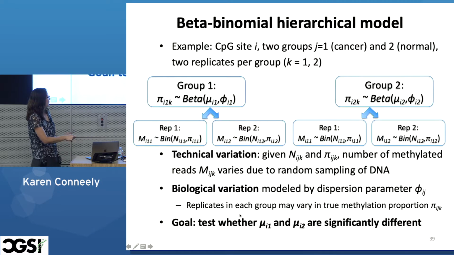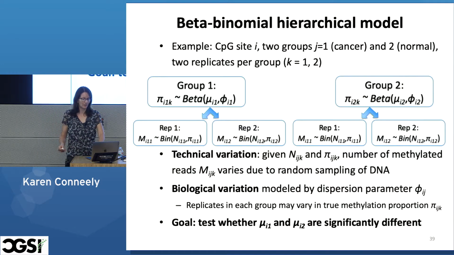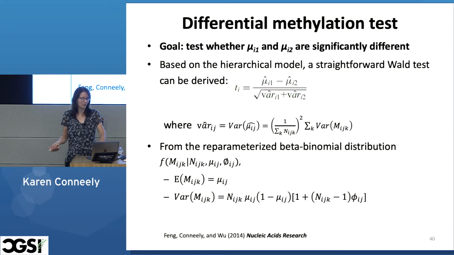And our overall goal here is that we have these two distributions, and we want to test whether they're the same or different. And specifically, we want to test whether the mean is the same or different. Is there more methylation at this site in one group than in the other? So we can do this by testing whether mu1 and mu2 are significantly different. And there are different ways to do this. You could try to maximize the likelihood. That turns out to be very intractable and messy. There are different ways of doing it.